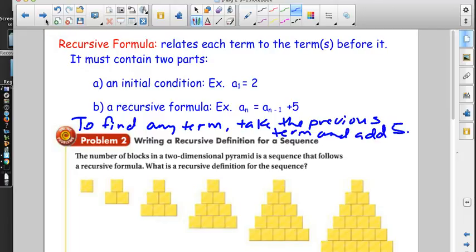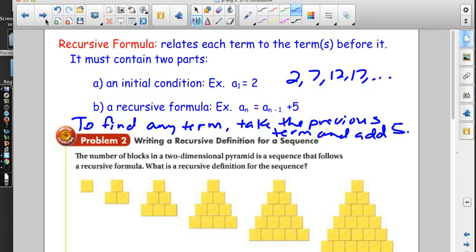Because that's what it says in mathematical notation. If you want any term, take the term before it and add 5. Remember, a sub n minus 1 means the previous term. So I know the first term is a 2. That means the second term has to be a 7, because they said to get the next term, add 5. The next one would be 12, the next one would be 17, etc.